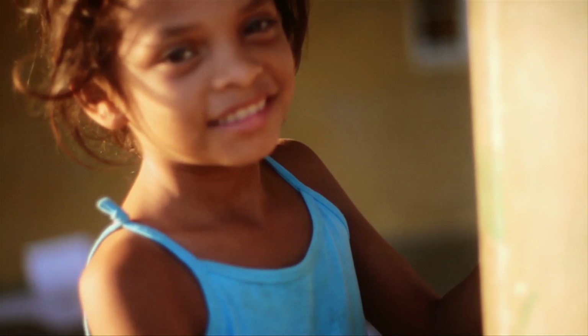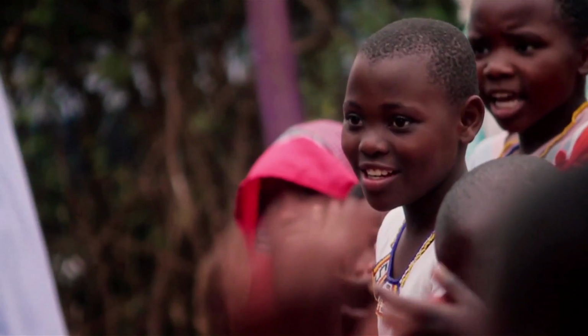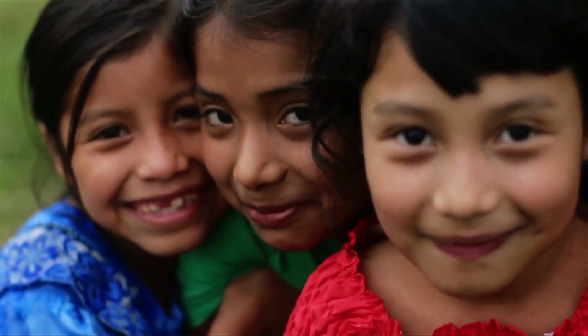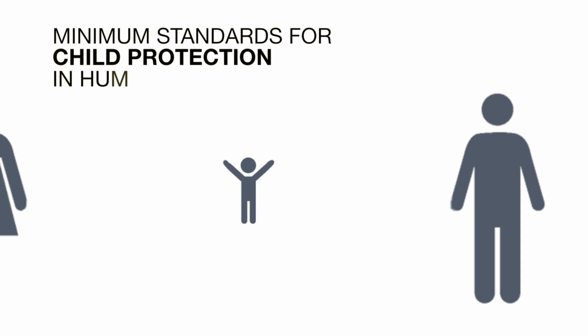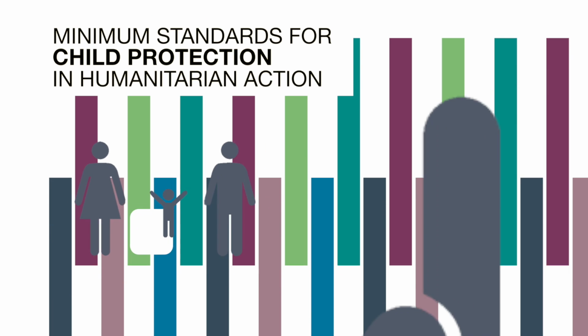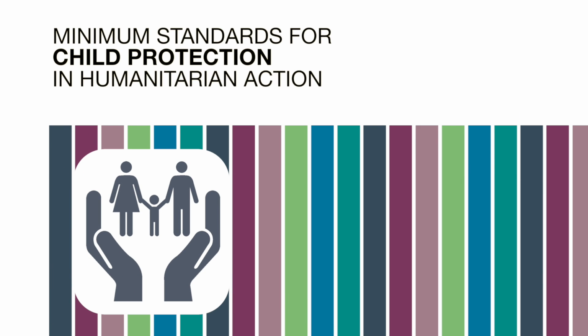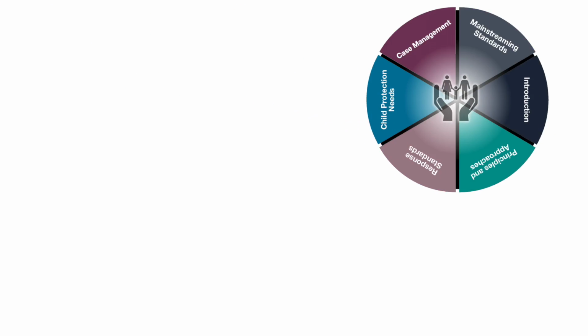The Alliance for Child Protection in Humanitarian Action is the interagency body for ensuring the quality and effectiveness of efforts to protect children in humanitarian settings. It has produced a video series on the minimum standards for child protection in humanitarian action.